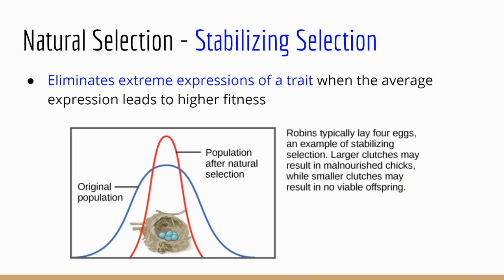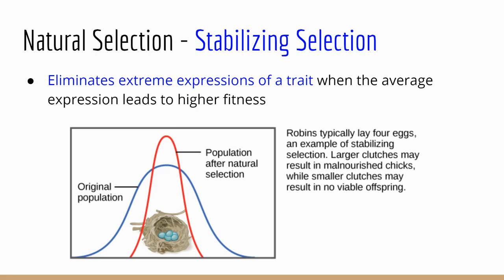Let's break those down. So stabilizing selection basically means that for any given trait, if there's a spectrum of those traits, the middle one is going to be those who are best adapted for survival, and it's going to eliminate individuals who are on one end or the other of the spectrum. Robins laying eggs is an example of this because it's typical for robins to lay 4 eggs, sometimes 3, sometimes 5, but usually 4 eggs.